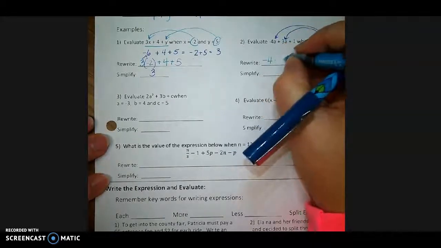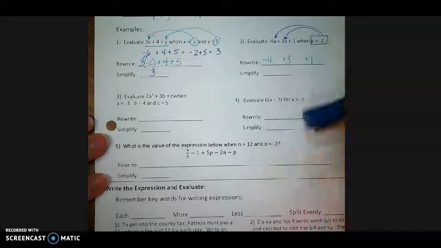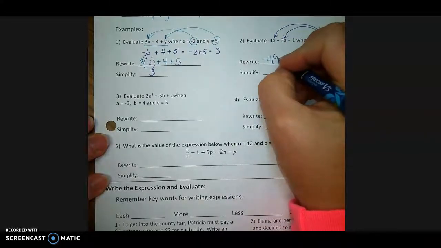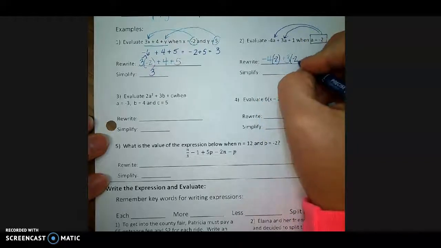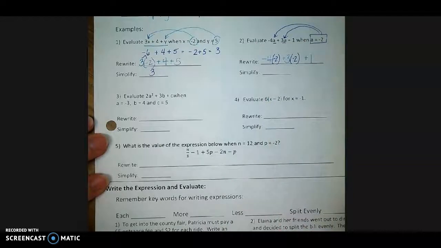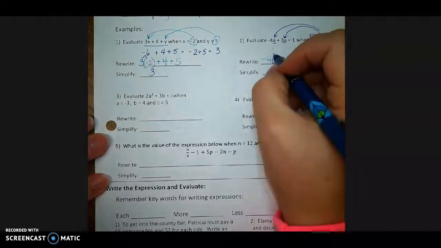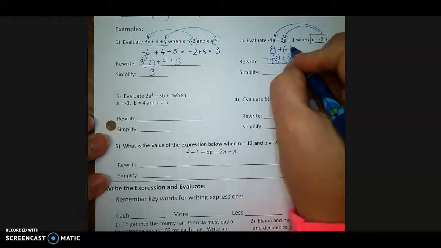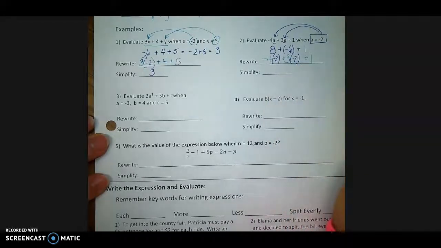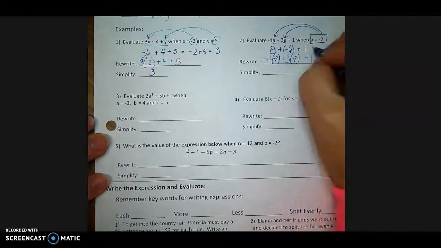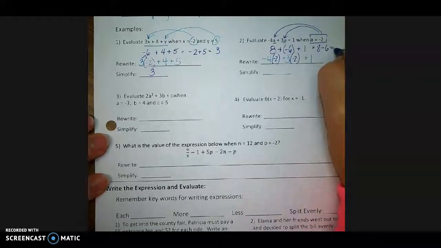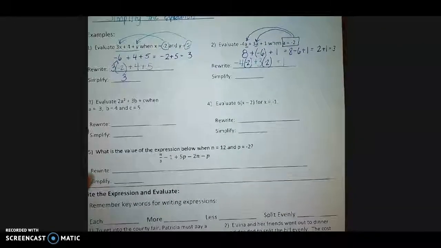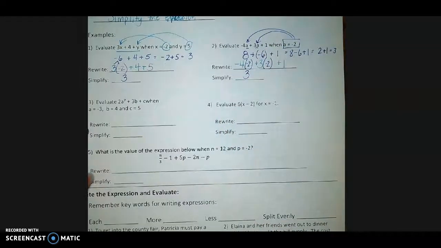So the -4 and the 3 and the 1 all stay the same. And I'm going to put my -2 in wherever there was an a. So -4 times -2 is +8. 3 times -2 is -6 plus 1. Now we know that adding a negative is the same thing as subtracting. So this is 8 minus 6 plus 1, which is 2 plus 1, which is 3. So our answer happens to be 3 again. Every time you evaluate an expression, the answer is not 3, I promise.